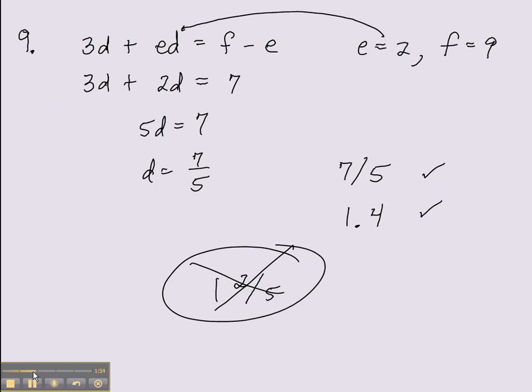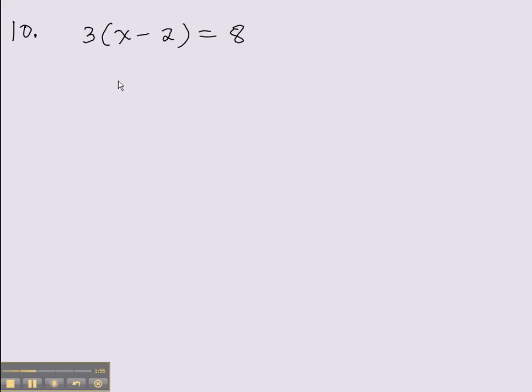Okay, number 10, we're asked to solve for x. So we'll distribute: 3x minus 6 is equal to 8. Remember to distribute this 3. And then 3x is equal to 14. Add a 6 to both sides. And so x is equal to 14/3.